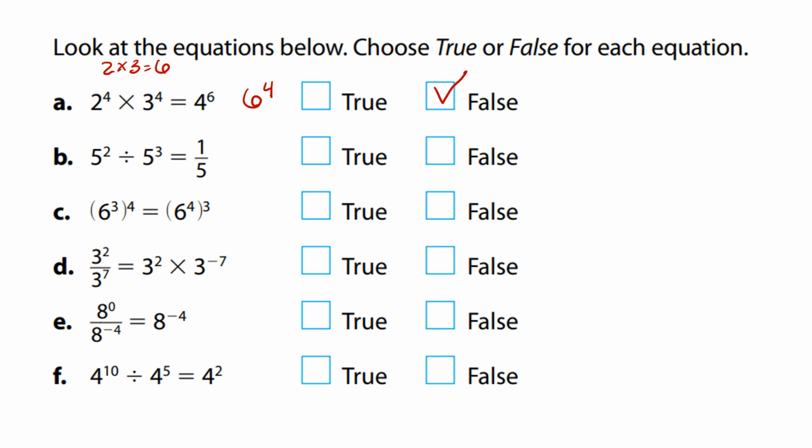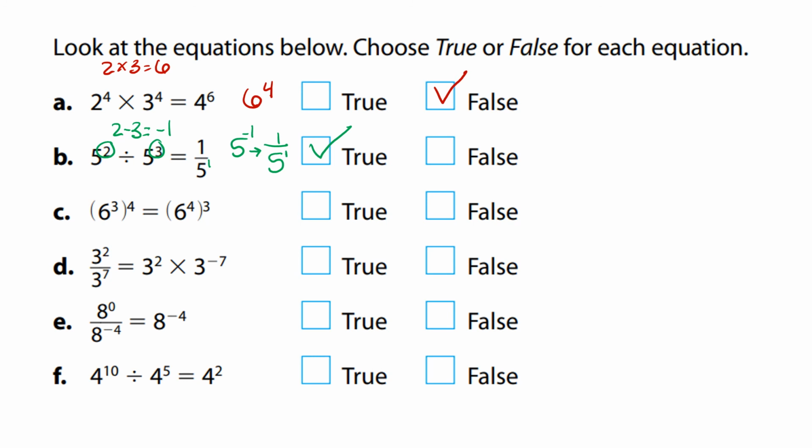In letter B, we are subtracting the exponents, 2 minus 3, which would give us a -1. So our answer would be 5 to the -1st power, which we would then write as a fraction as 1 over 5. That statement is true, even though the exponent 1 is not written. That is still a true statement. 1 over 5 is the same as 1 over 5 with an exponent of 1.